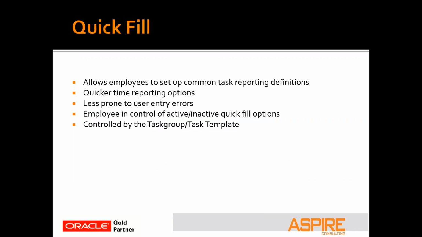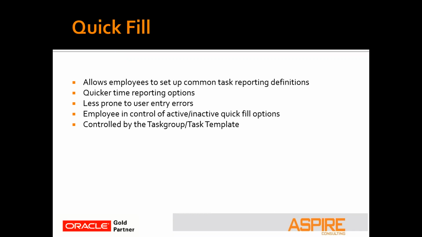The quick fill option, just going over this real quick, allows employees to set up common task reporting definitions. It is a much quicker option. So depending on how you've chosen to configure your task reporting options, employees could have to fill in 10 or 15 different task fields for each time entry that they create.